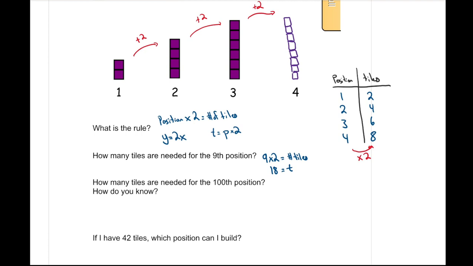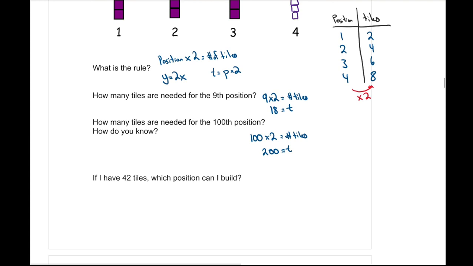How many tiles do you need for the 100th position? So same idea as what we just did. Instead of using 9, we can take 100 multiplied by 2, which is our rule, will give us the number of tiles. So we get 200 equals t.